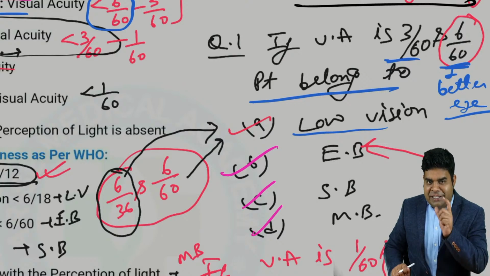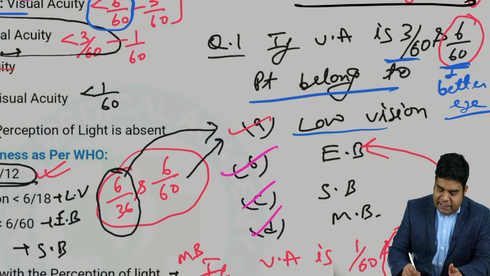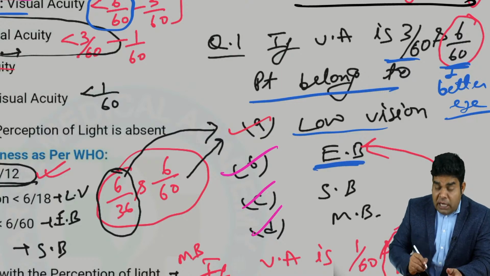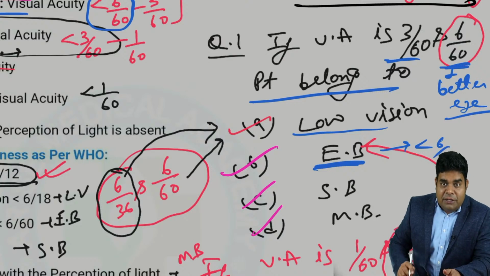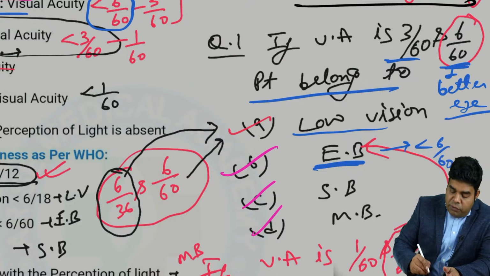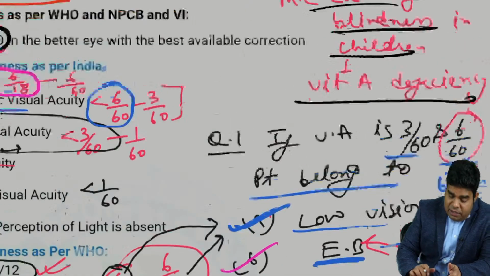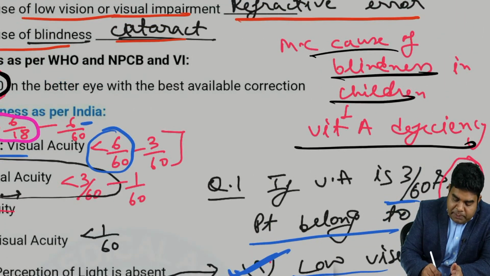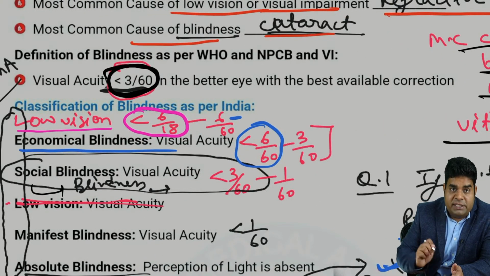And this is an interesting and confusing question. By looking at 6/60, people reply it is economical blindness. But economical blindness is when it is less than 6/60. So till 6/60, we put the patient in low vision, and therefore the answer will be low vision. Do remember it here. Till 6/60, it is low vision.